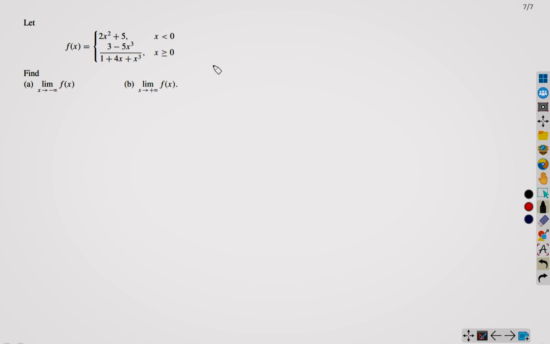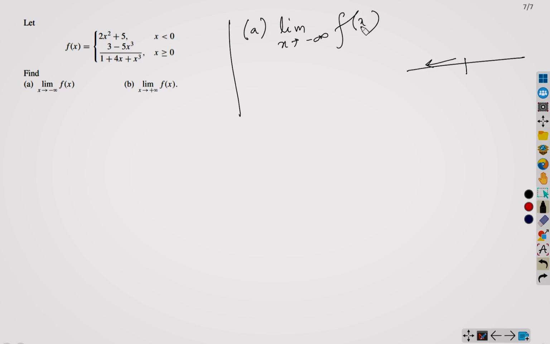Given this function, we have to evaluate the limiting value at x tends to minus infinity and x tends to plus infinity. So first thing first, problem A, limit x tends to minus infinity of f(x). This means we have to move to the left hand side direction, that is x is negative here, right? Minus infinity is in this side, plus infinity is in the positive side. So since x is negative, therefore we will take this one, right?